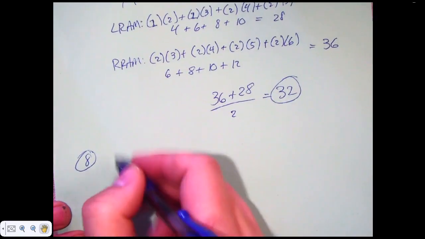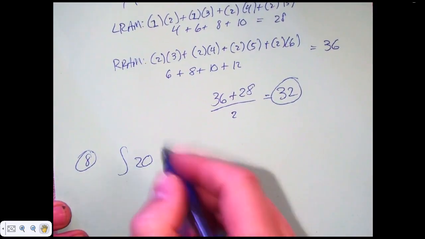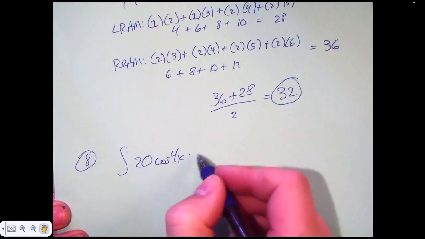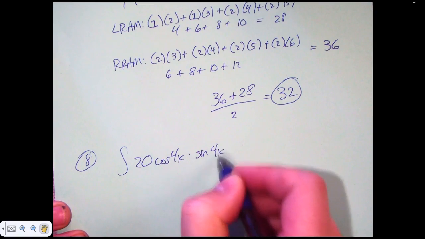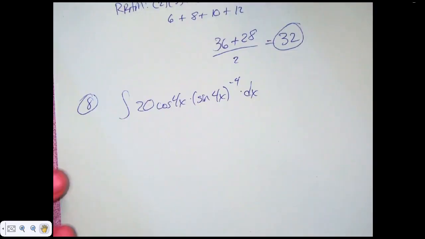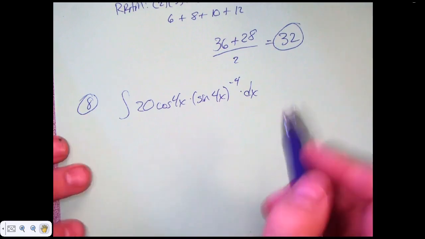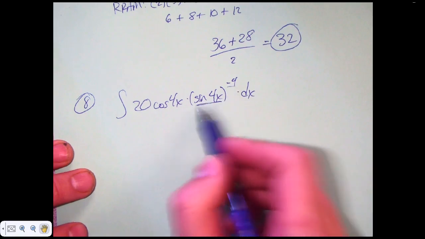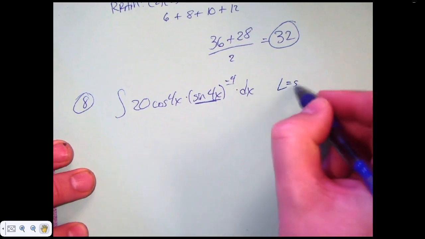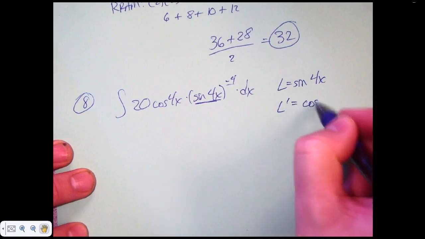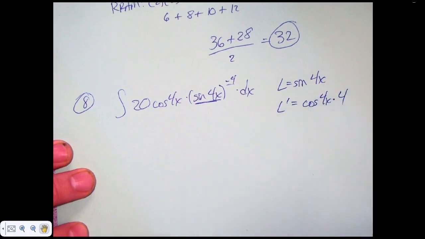Right? If I rewrite it, there's this cosine of 4x, and then we had a sine of 4x to the fourth on the bottom. I'm just going to rewrite it as to the negative fourth. So I've got a reverse chain rule situation here. This is my big guy. This is my little guy. So L equals sine of 4x. L prime would therefore equal cosine of 4x times 4.